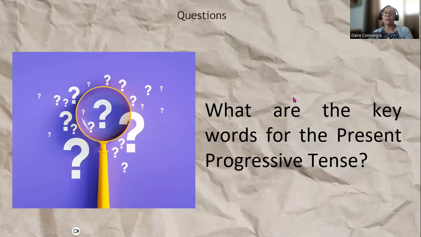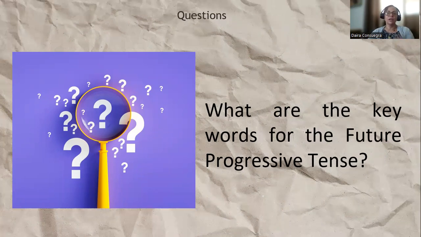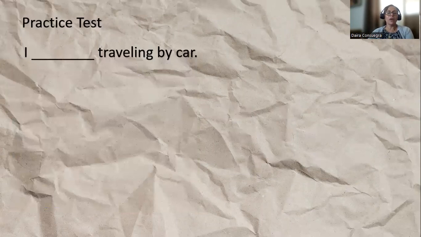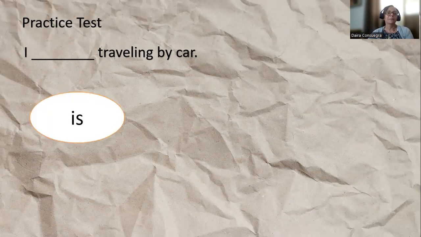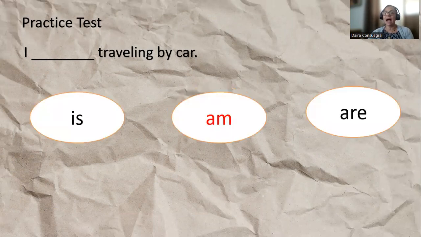So now let's have a little practice. What are the key words for the present progressive tense? And what are the key words for the past progressive tense? And what are the key words for the future progressive tense? Think about it and try to go back, and then you will understand better these slides. Now we have a practice here in which you have to write what tense you need, okay? So here we have I traveling by car. Is, am, or are? So the answer is am. I am traveling by car because it's in present progressive.